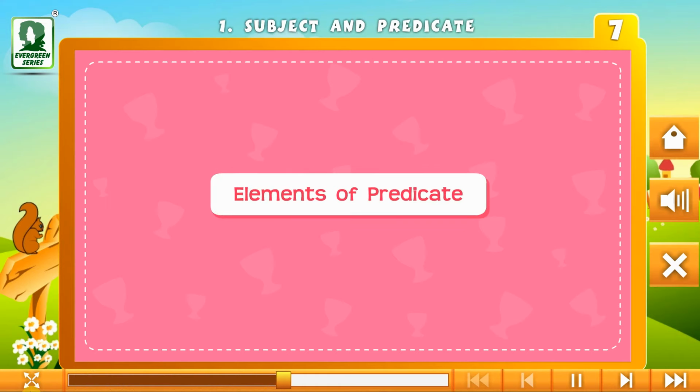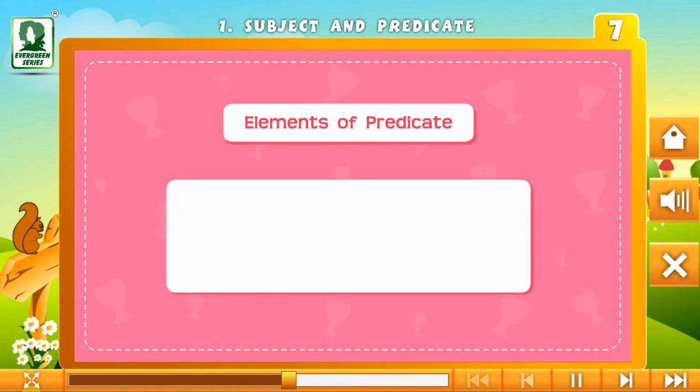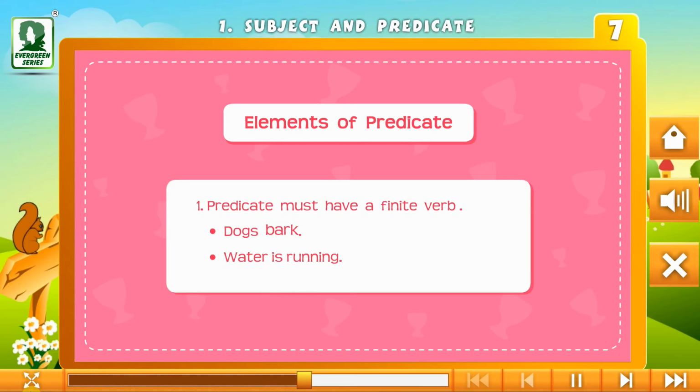Now, let's find out the elements of predicate. Number 1 is predicate must have a finite verb. For example, dogs bark. Water is running. Here in these sentences, bark and running are the verbs.